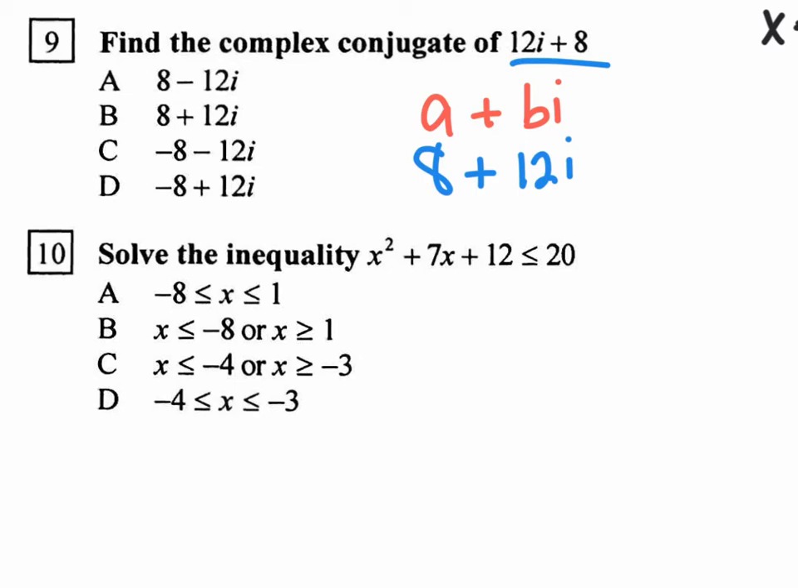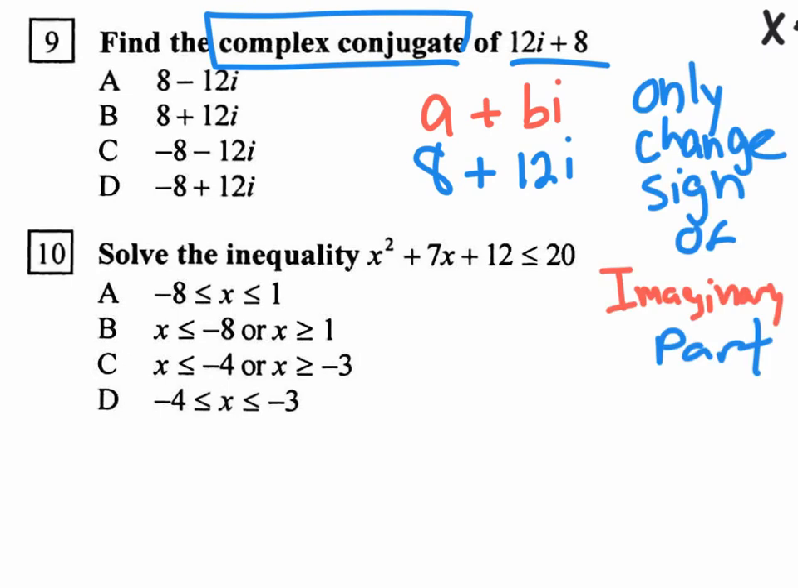Now, the complex conjugate, if you don't remember, all you do is simply change the sign of the imaginary part. You only change the sign of the imaginary part. So what are we going to change? Just that plus sign into a minus and you'll be done. So your final answer is 8 minus 12i. And that's it, which is answer A.